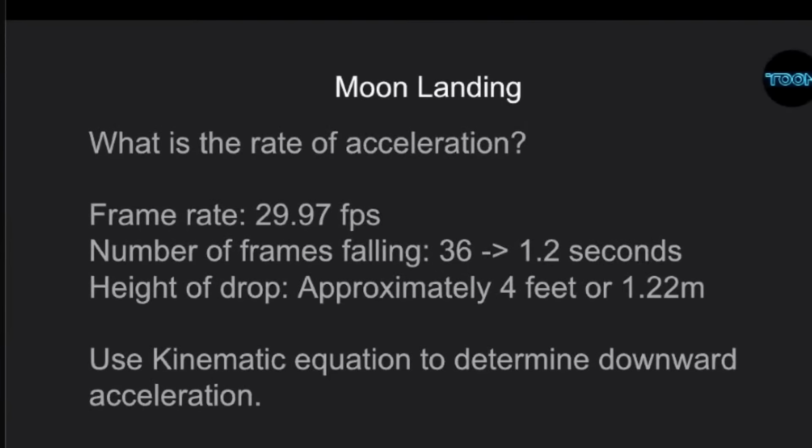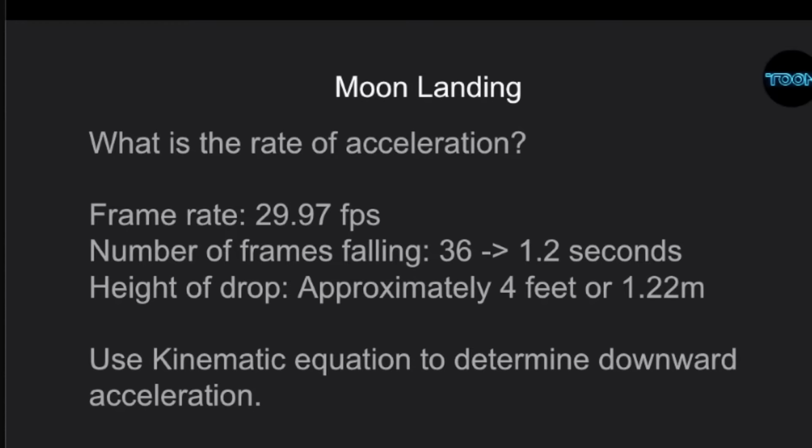So with 36 frames, we can do the analysis. How long did it take? Well, 36 frames at 29.97 frames per second is 1.2 seconds. And the height of the drop is approximately 4 feet or 1.22 meters. I checked that by holding my arms in the same position as he was. He's 1 inch taller than I am, so it's right in that vicinity.